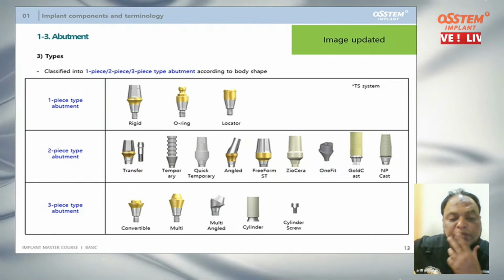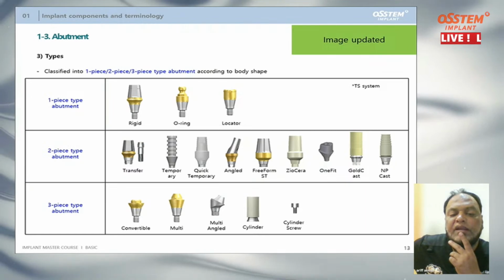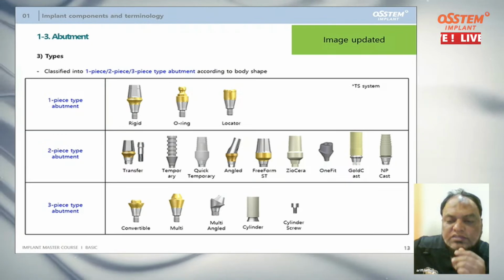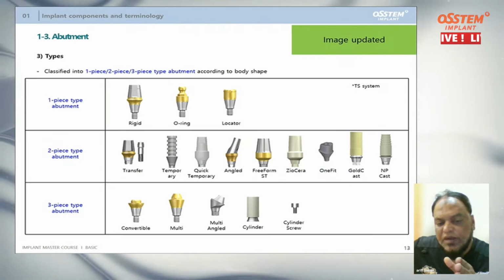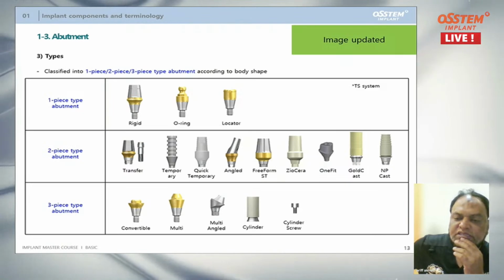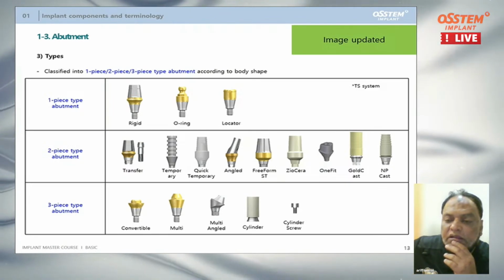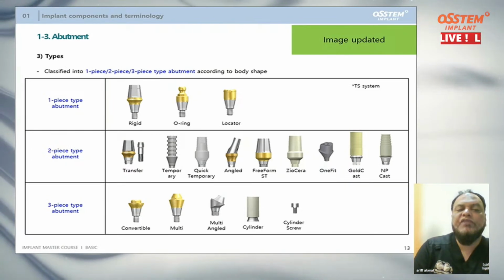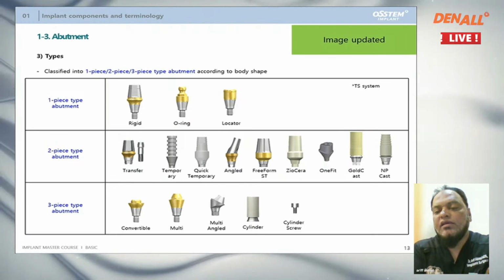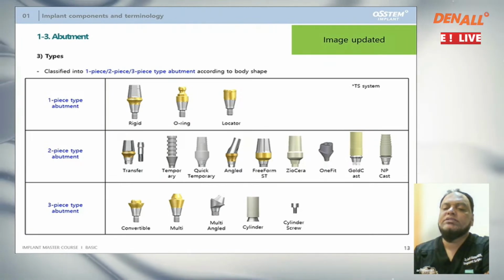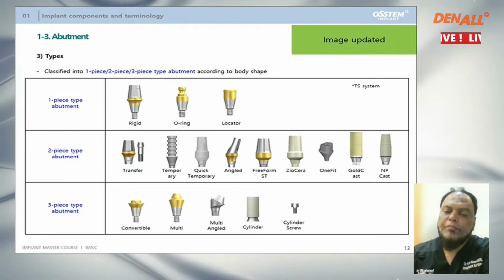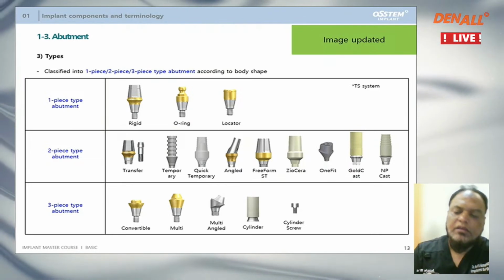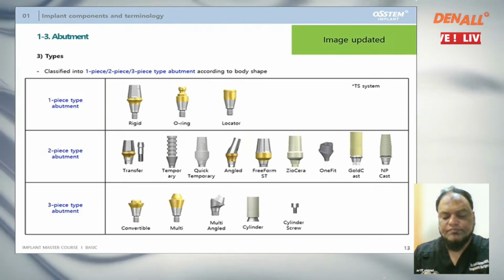And then we have the multi-unit abutments. Then we have multi-angle. Then we have the cylinders which go on it, and then the small cylinder screw. These multi-units we use most of the time in single implant cases as well as in all-on-4 cases. So these are the components. These are the different types of abutments we have in the Osstem system, which make your life easy in preparing the prosthesis and helping the patient eat food, look great, and be happy as well.